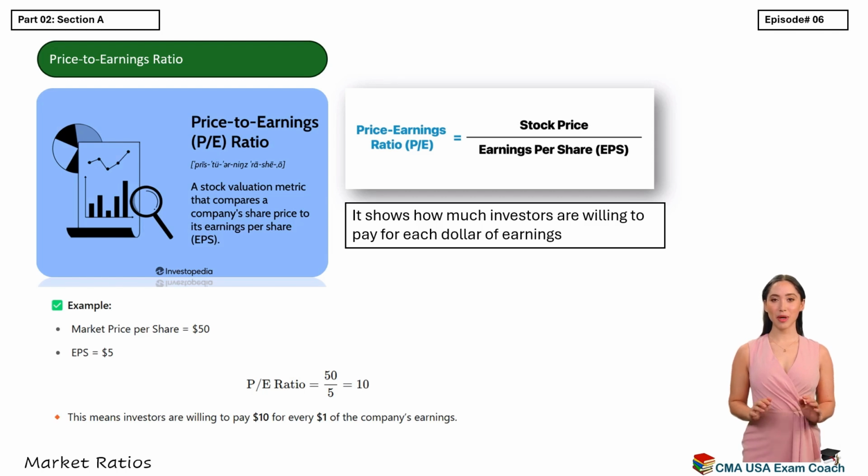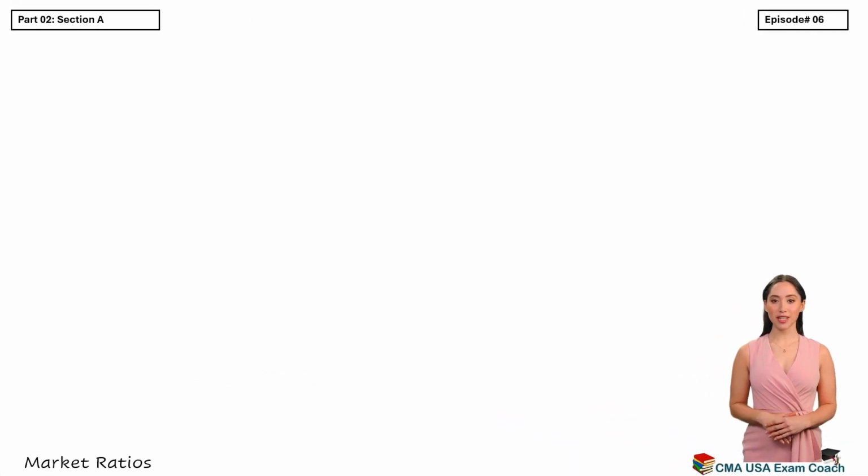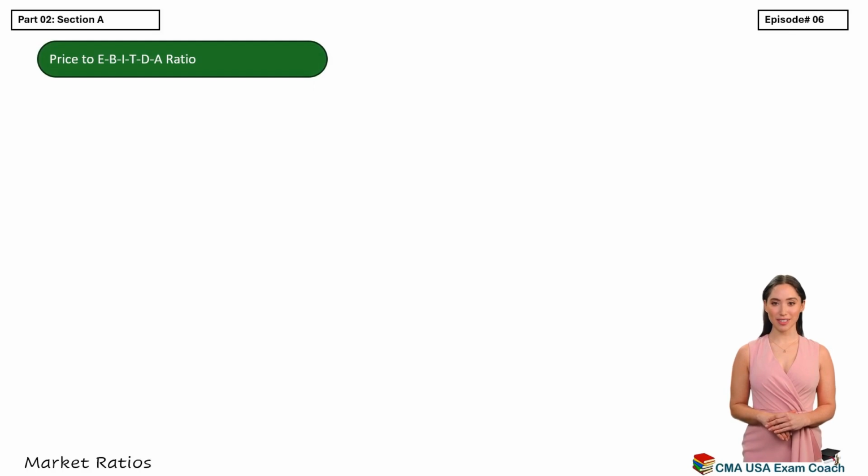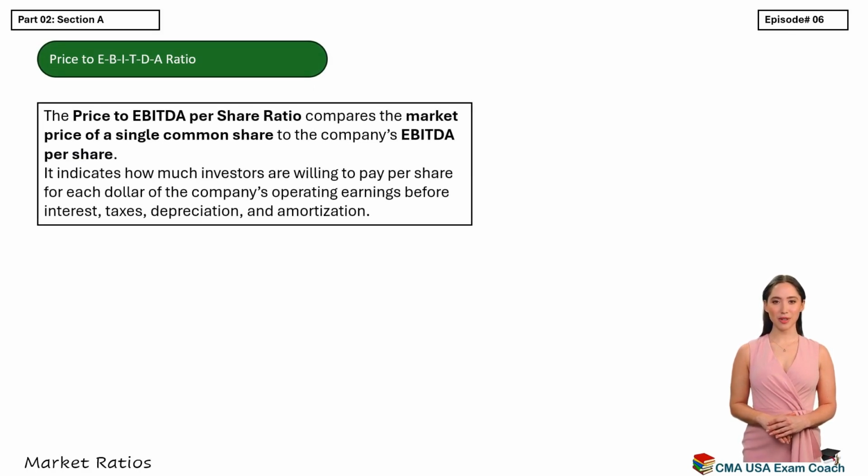Now, let's look at the price to EBITDA per share ratio. This ratio compares the market price of a single common share to the company's EBITDA per share. EBITDA stands for earnings before interest, taxes, depreciation, and amortization. It represents the company's operating performance without the impact of financing and accounting decisions.